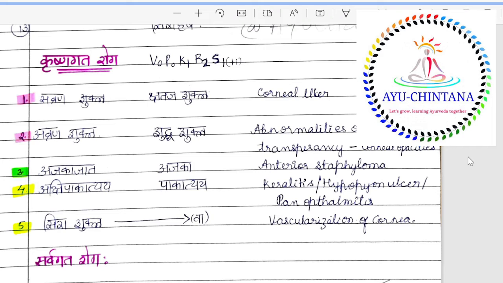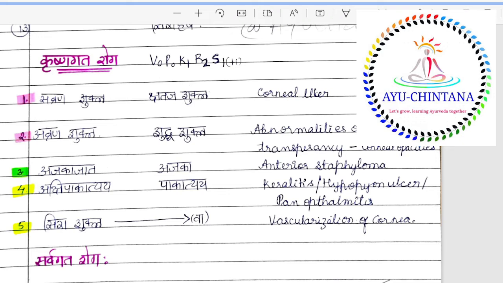Okay. Then what is the last one? That is giving the correlation. Savrana Shukla is corneal ulcer. Avrana Shukla is abnormalities of the corneal transparency, that is corneal opacities. Ajaka Jata is anterior staphyloma, and Akshipakatyaya is keratitis or hypopyon ulcer or panophthalmitis. And last one, Vagbhata has said about Sira Shukla, it is vascularization of the cornea.